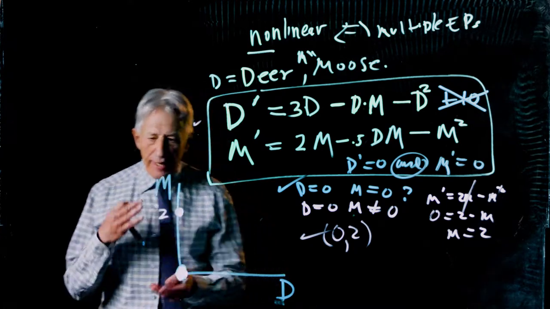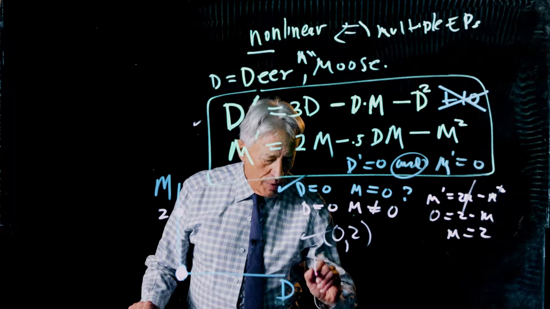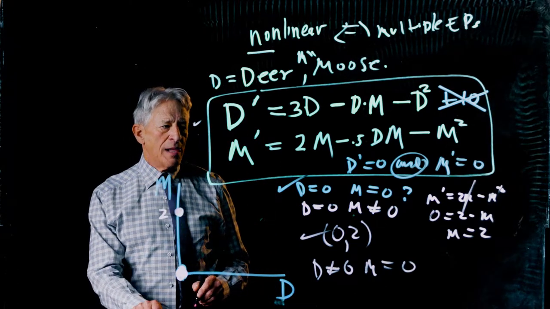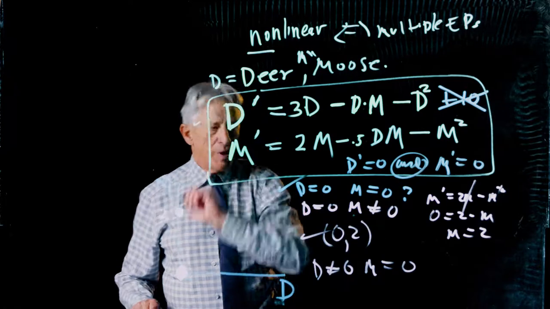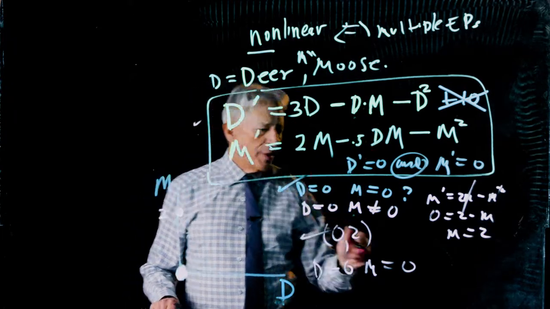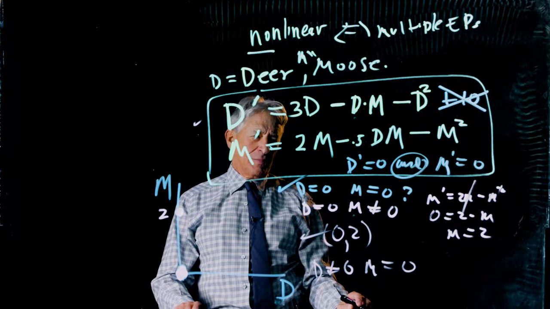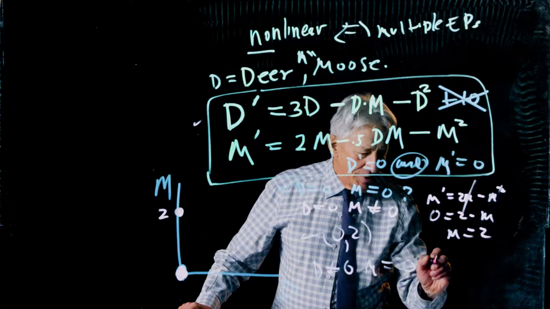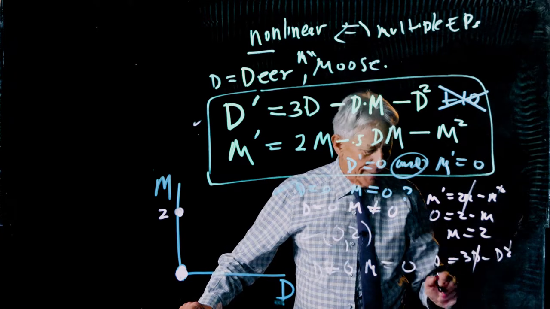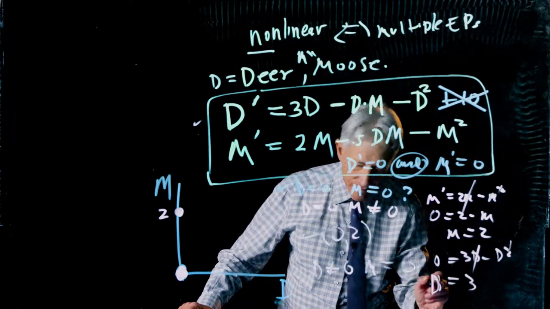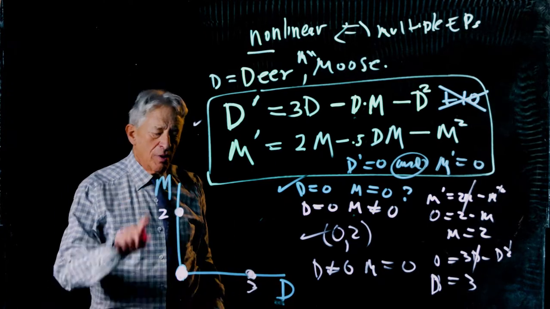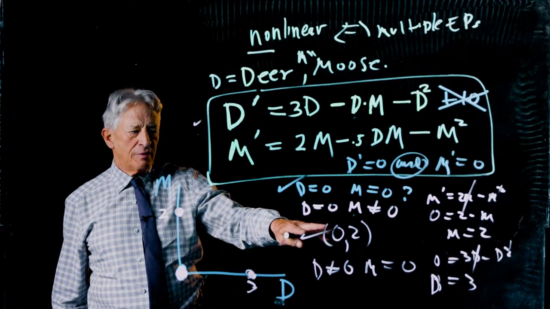Good. Okay, let's flip that now. Let's ask, what about D not equal to 0 and M equal to 0? Okay, if M is 0, this is 0, this is 0, this is 0, M prime is 0, great. This is 0 because M is 0. And now we have 0 equals 3D minus D squared. D is not 0, so I can divide by it, and I get D equals 3. So D equals 3, M equals 0, is a third equilibrium point of this system.